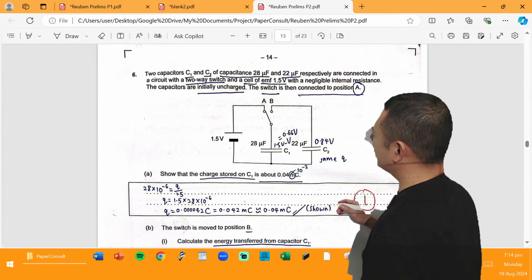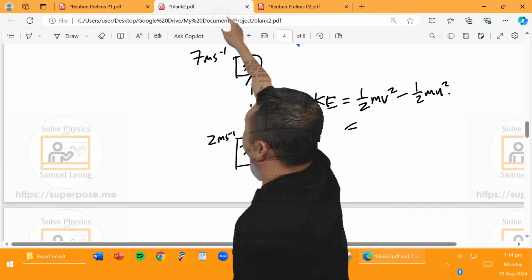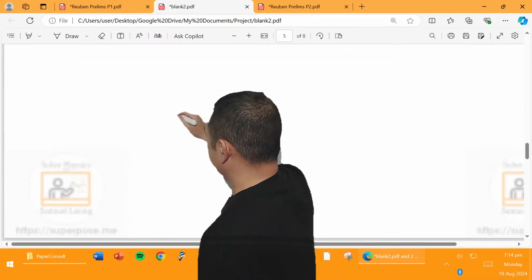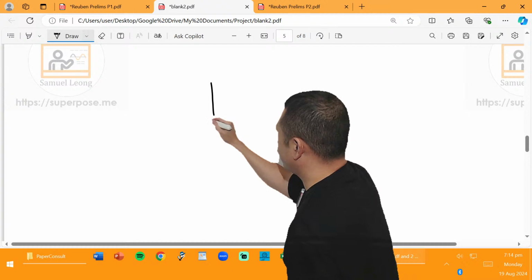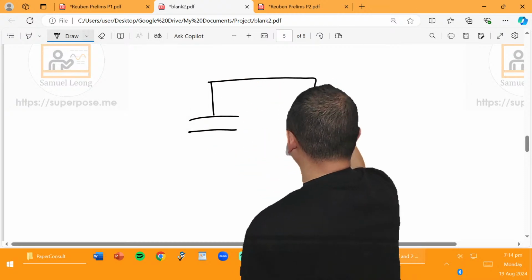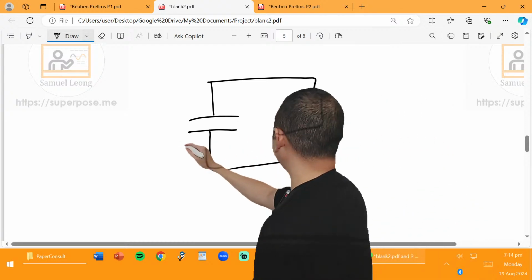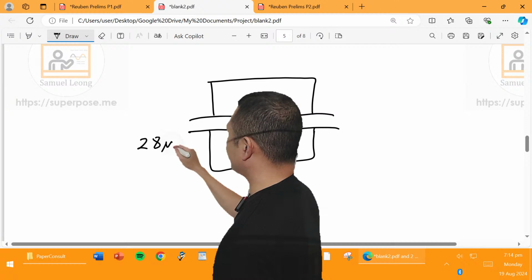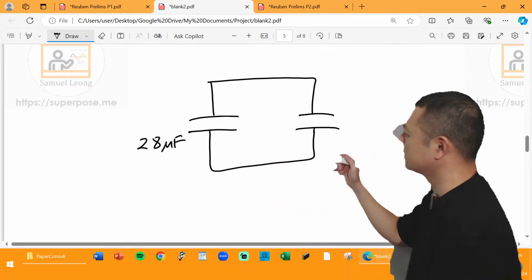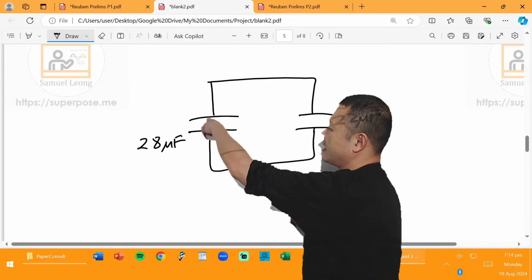0.042 millicoulombs. Okay, I'll draw it on my own. Just remind me of the numbers, because I don't have the numbers with me. Okay, I have one capacitor. This one is fully charged now. Then this one is empty, not charged, right? This guy is how many farads? 28 microfarads. This guy is how many farads? 22 microfarads.